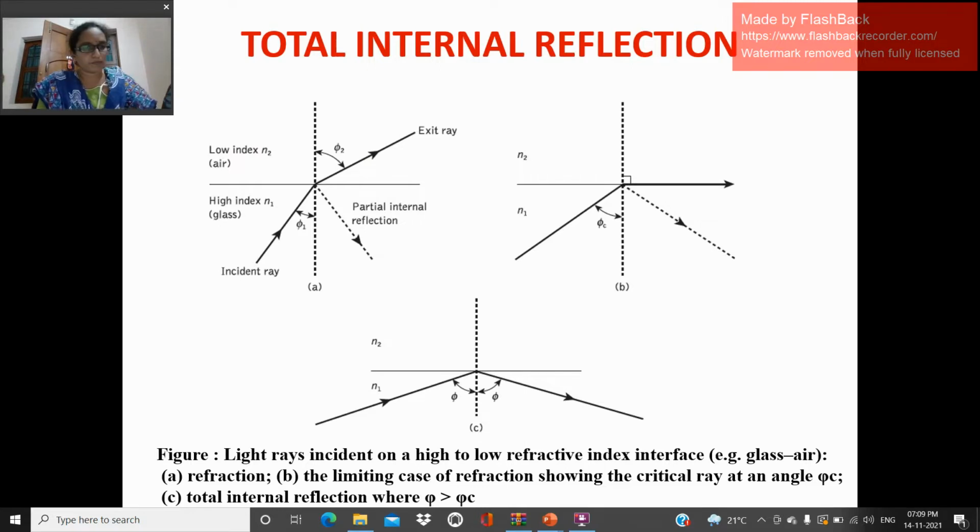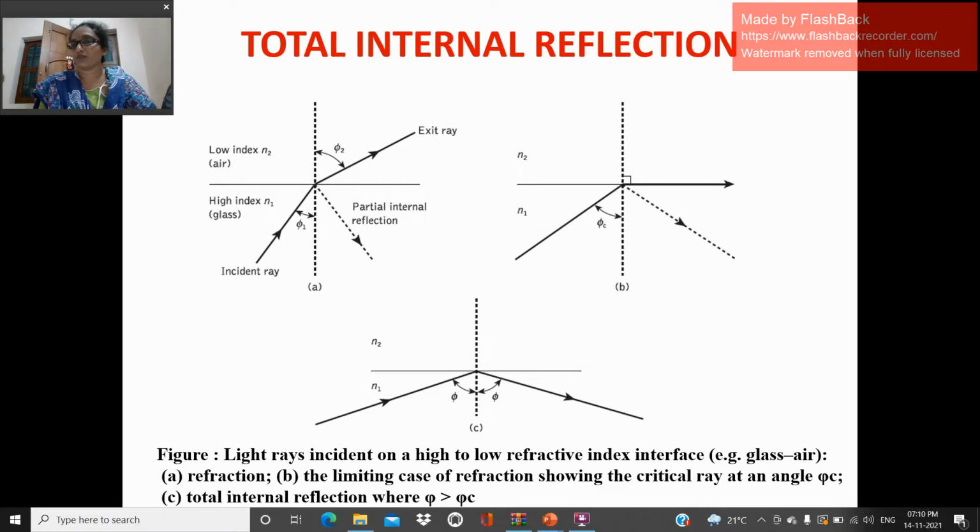So in figure A, what we have observed is that the low index N2 material is there, and the high index material N1 is there. Here the light in N1 gets incident on the dielectric material; some of the power will get refracted into the other medium and some part will be reflected into the same medium, then it is termed as partial internal reflection.